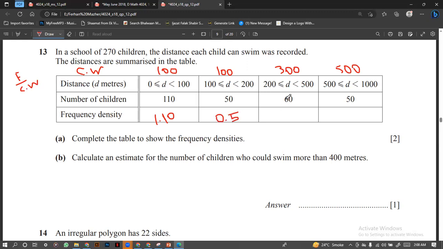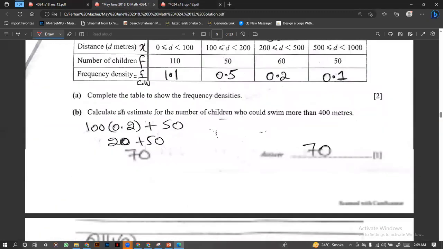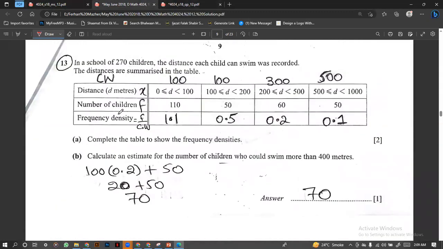0.5. So when you divide the 60 by 300, your 0 will be cancelled. It will be 1 by 5, that is 0.2. So 50 divided by 500. So it will be, I think, 1 by 10. And 1 by 10 means 0.1. Yeah. So let's check. I have done this already. So it will be the frequency density.